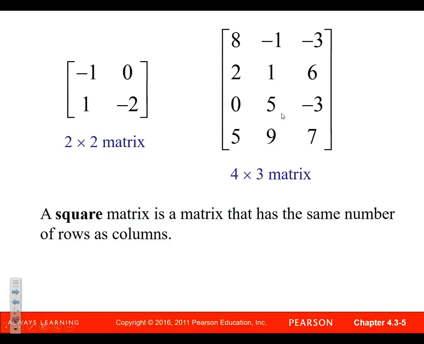All right, moving on. Here is what we call a square matrix. It's going to have the same number of rows as columns. So here, square matrix. No, we're just talking about matrices in general right now. We're just reviewing what matrices are all about. Okay? Matrix is singular. Matrices is plural. So make sure you know that.